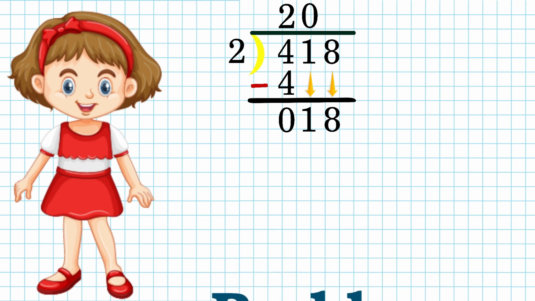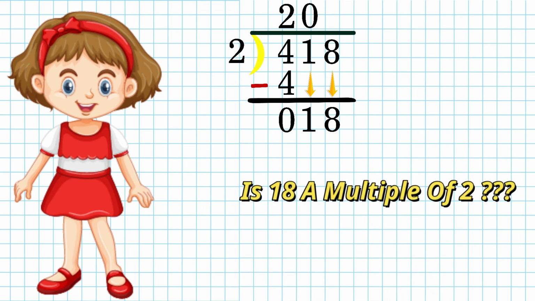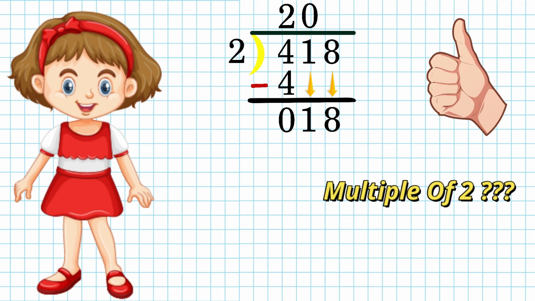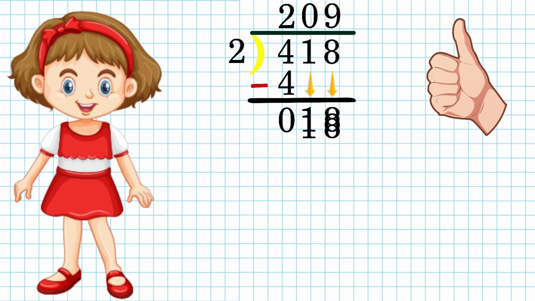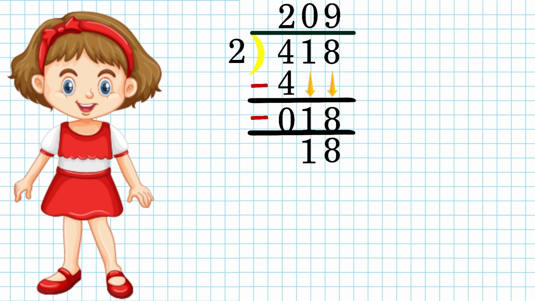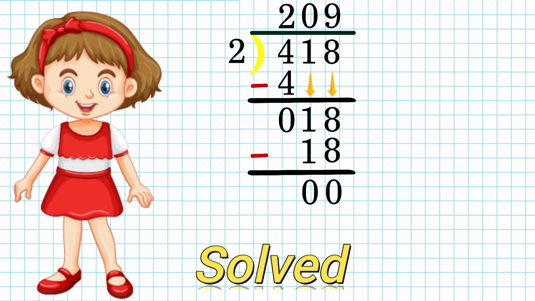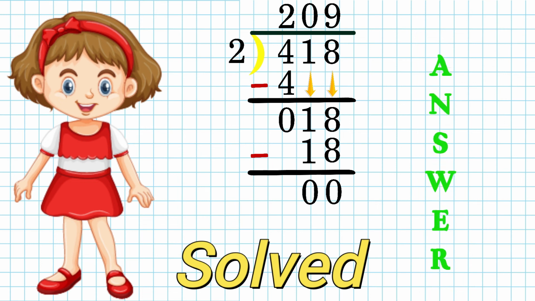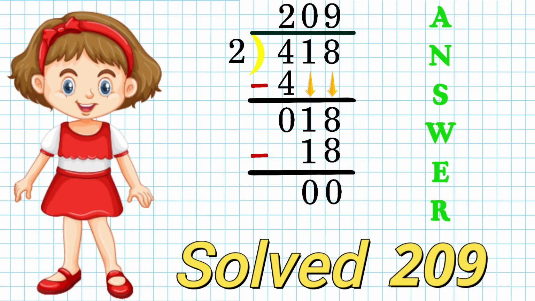It becomes 18. Is 18 a multiple of 2? Yes, it is. So, 9 times 2 gives us 18. 18 minus 18 gives us 0. So, our question is completely solved. And our answer is 209.